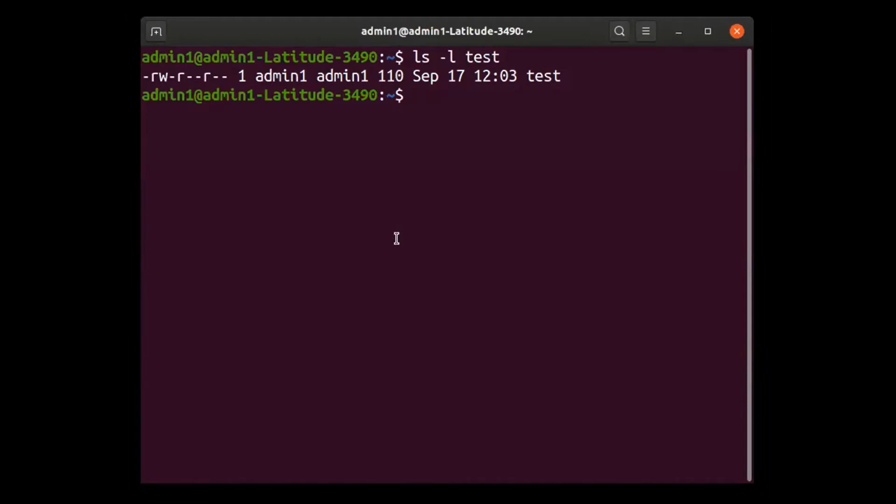You can take down the long listing of this file test. You don't need to take down the entire long listing, just take down the file permissions with the first character which belongs to an ordinary file. Also make a note that owner has got read write permission, group has got read permission, and others has got read permission. I am going to remove the read permission for group and others. That is the application.